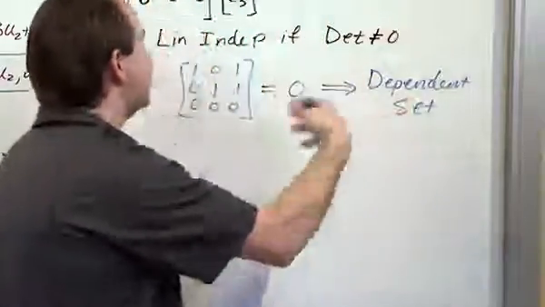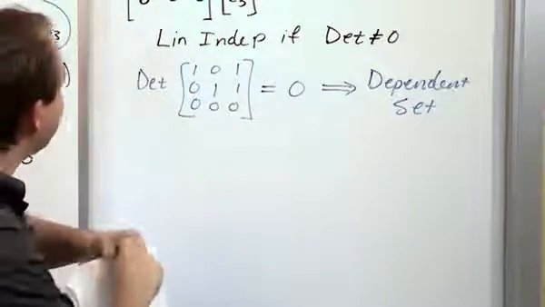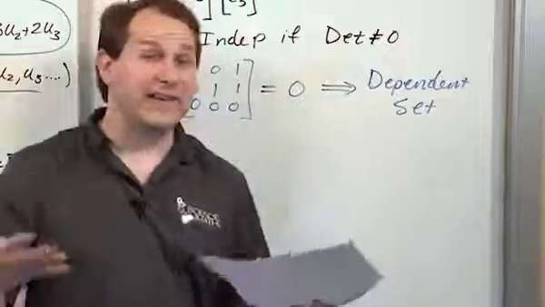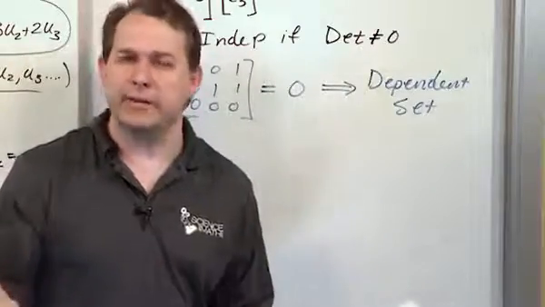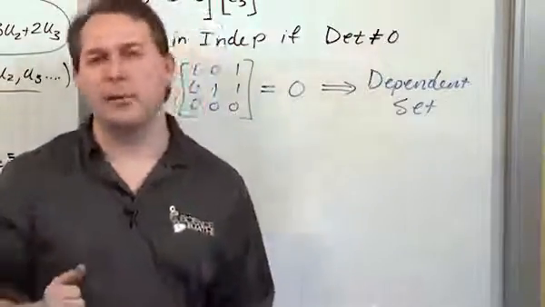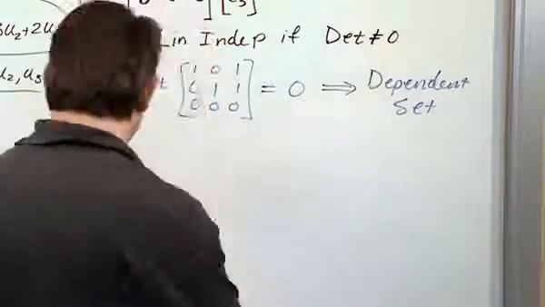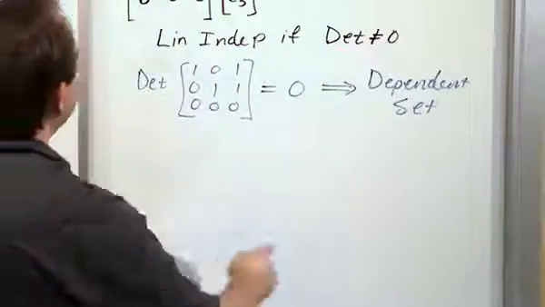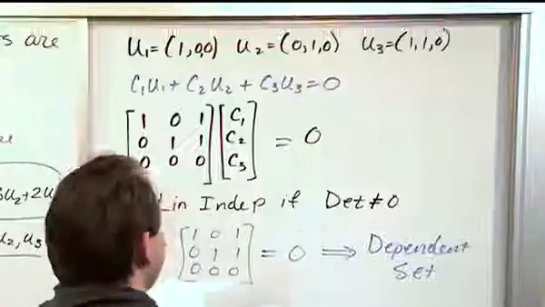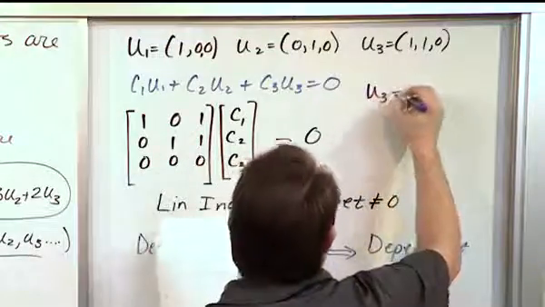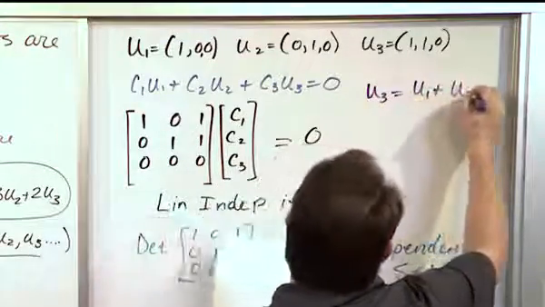Or these are not linearly independent, which means that these vectors, as different as they look, are not truly independent of one another. At least one of them can be written as a combination of the others. Let's see if we can figure out what the trick is here. So if we go up there, in fact, if you look, U3 is actually U1 plus U2.